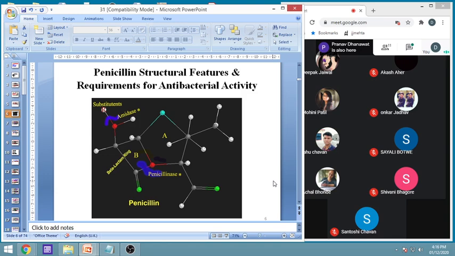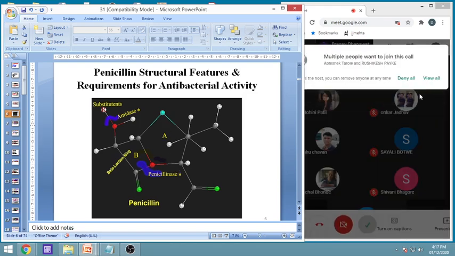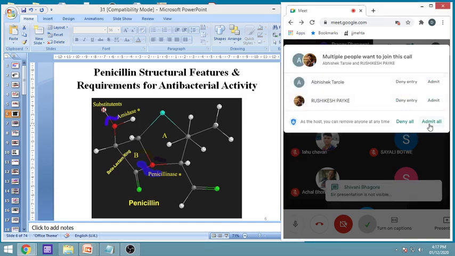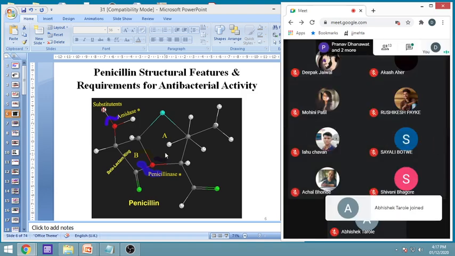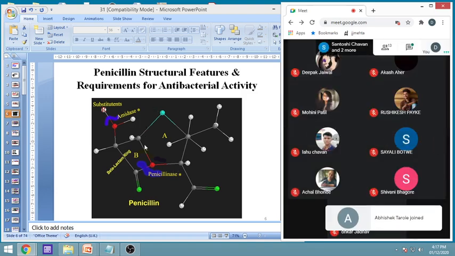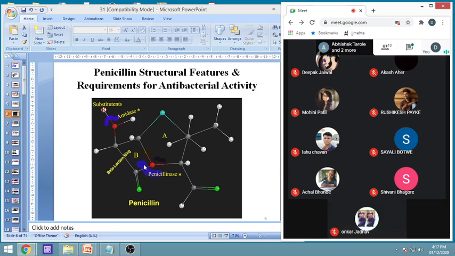So these are the penicillin structural features. If we see, this is the ring, this is what we call a thiazolidine ring. This is the next ring, we call it a beta-lactam. This is a very fixed ring, and this is the place where various enzymes, that we call beta-lactamase or penicillinase, will break this, and thus this beta-lactam ring will break. You can see the blue colored one, penicillinase.